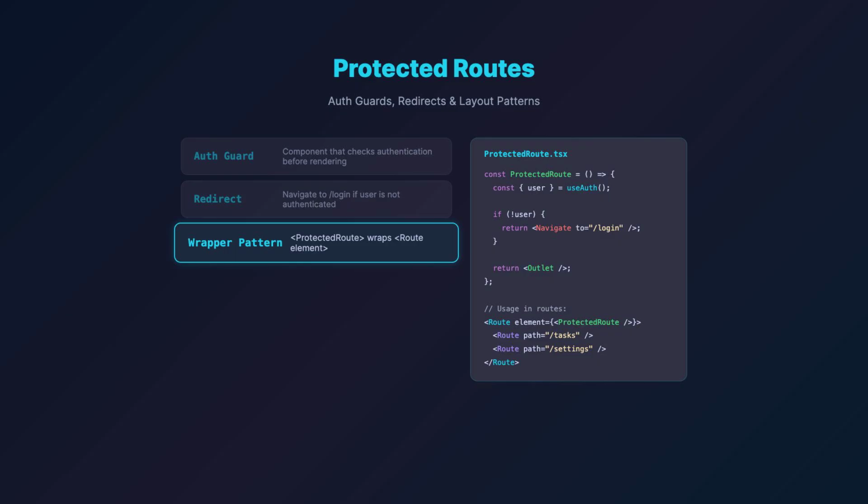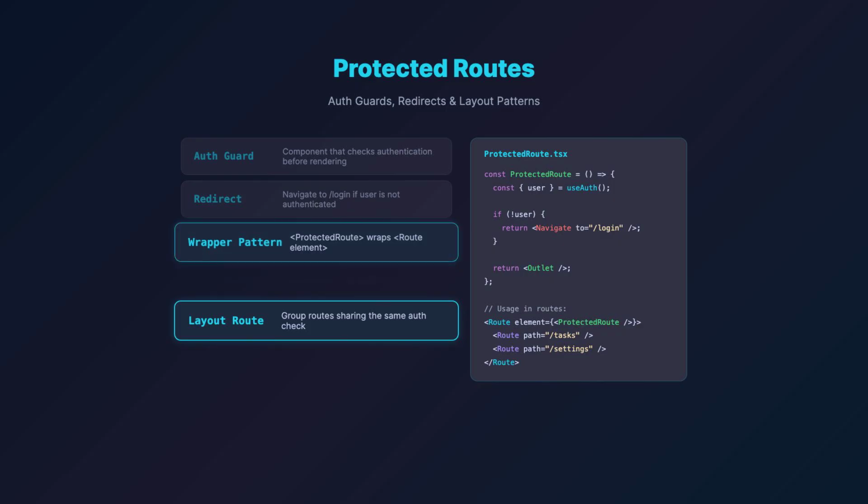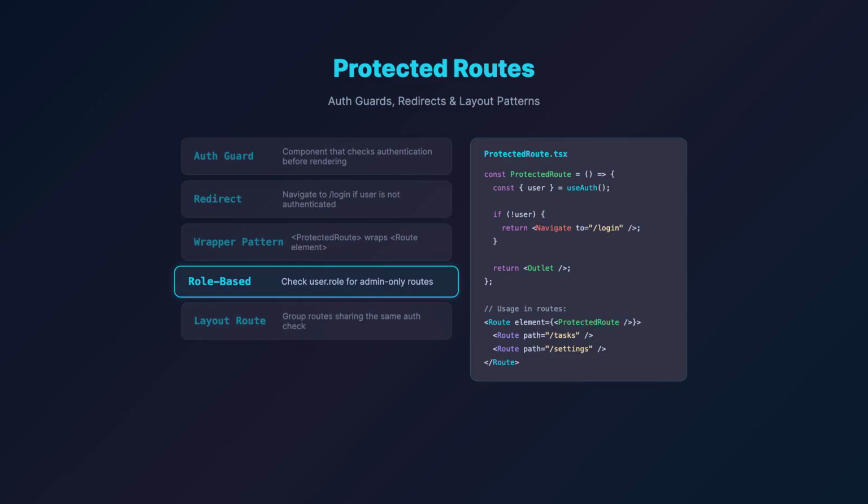The Navigate component from React Router performs an immediate redirect. You can pass a state prop to remember where the user was trying to go. After login, redirect them back to their original destination. For role-based access, check the user's role property. Is the user an admin? Render the admin panel. Is the user a regular user? Redirect to the dashboard.